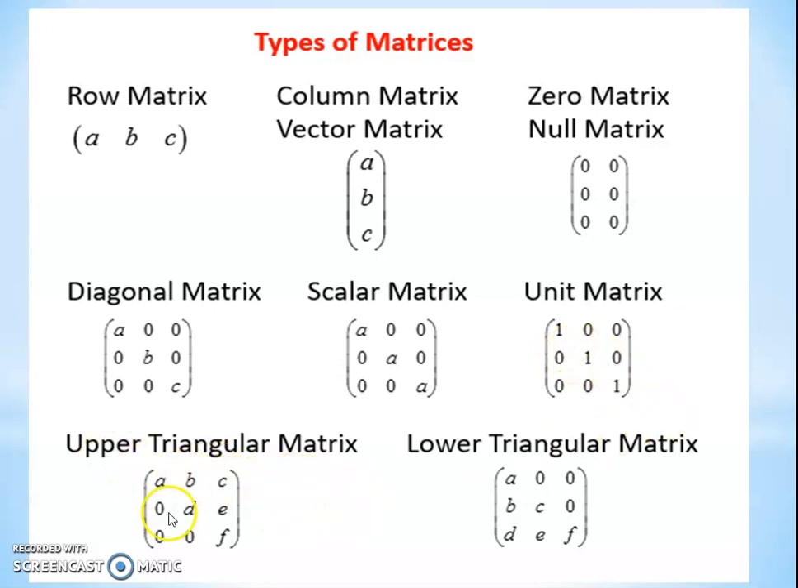Upper triangular matrix: A, B, C, that is A11, A12, A13, A22, A23 and A33. These entries are non-zero and the remaining are zero. Lower triangular matrix: A11 is a non-zero number, while A12 and A13 are 0, 0. But A21, A22 are non-zero, and A31, A32 and A33 are non-zero numbers. These look like A; B, D; E, F, C, where A, D, F are the diagonal elements.